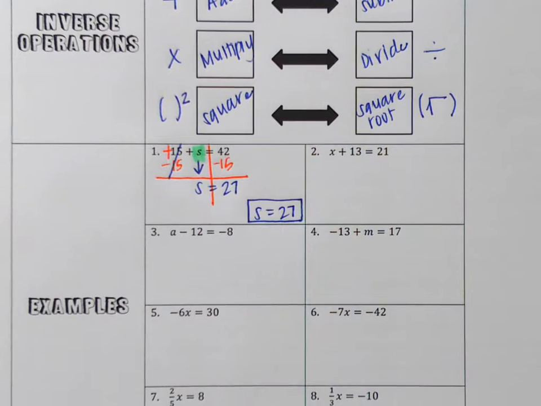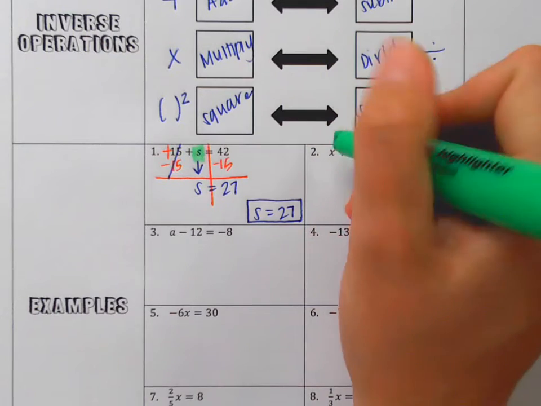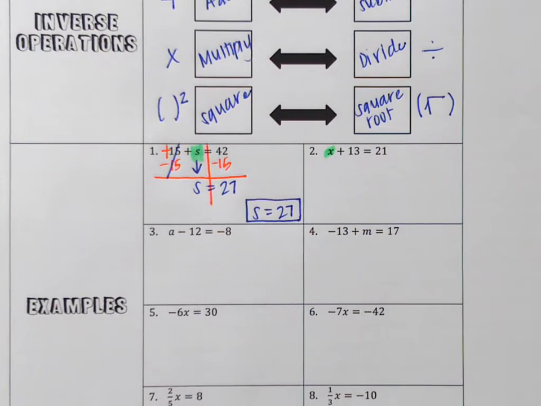Okay, so what I want you to do is use number 1, and try number 2 on your own. Number 2 is very similar. You have x plus 13. You're trying to solve for x. So think about what you need to do to get x by itself.